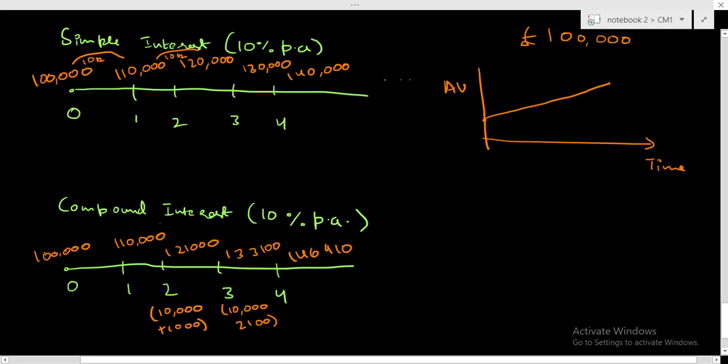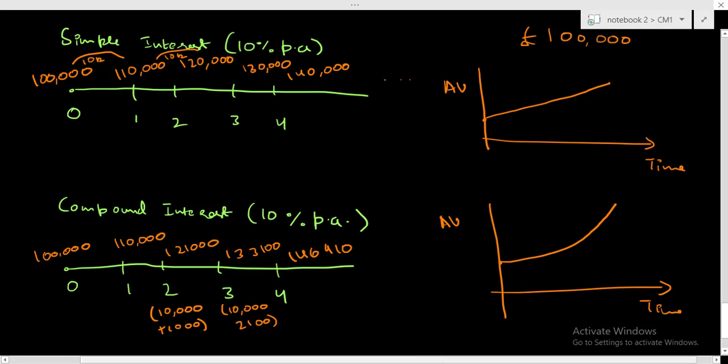Okay, first time it is only growing with 10,000, then it grows with 11,000, then it grows with 12,100, then it is growing with a higher amount. So if you see, the accumulated value with time is increasing exponentially fast, faster than the linear growth observed here. And interest is earned not only on the original principal, but also on the past interest. Okay, so that is how it works.